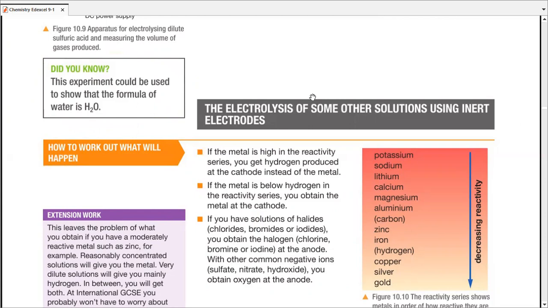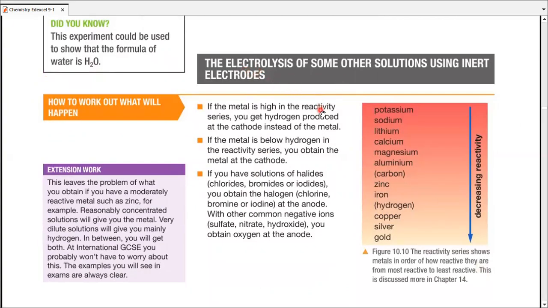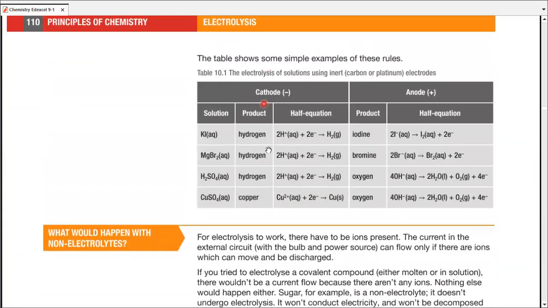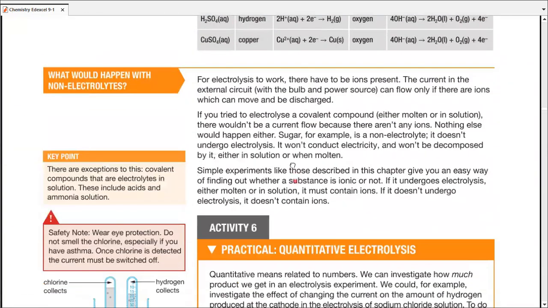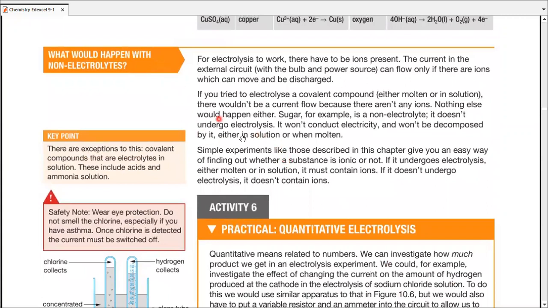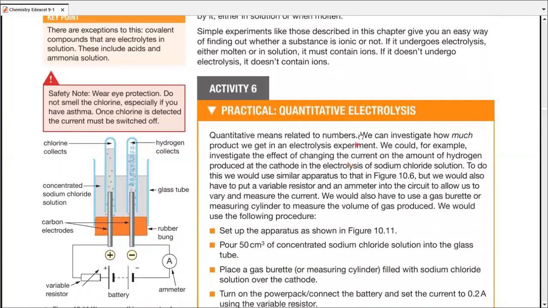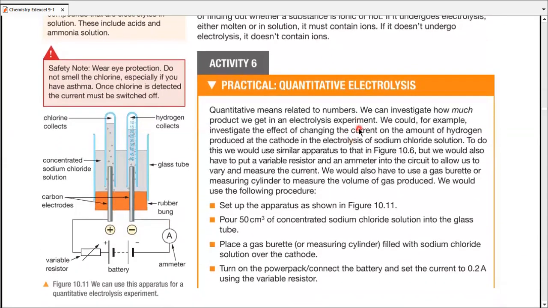You want me to go through this part too? Electrolysis of other solutions? No. Okay, this is a summary. We're done with this summary as well as the examples. I hope this is clear. What about this part, non-electrolyte? They're not going to conduct electricity, so of course nothing's going to happen to them. All right. Okay, so let's move on to quantitative electrolysis.